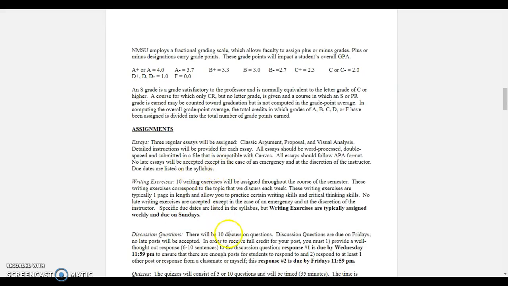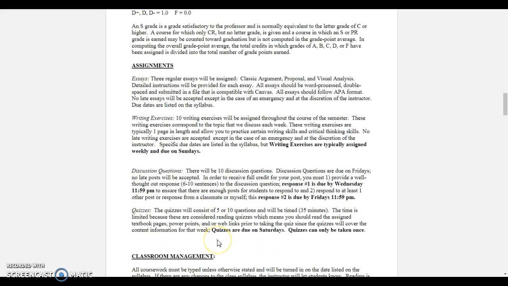So here I talk a little bit more about the assignments, and really what I want to point out here is that the assignments are each due on particular days. So for example, our essays will mostly be due on Sundays. Our writing exercises, we tend to have weekly writing exercises, and they are due on Sundays. And each week the topic will vary, and they're usually about a page long or so, so they are due on Sundays.